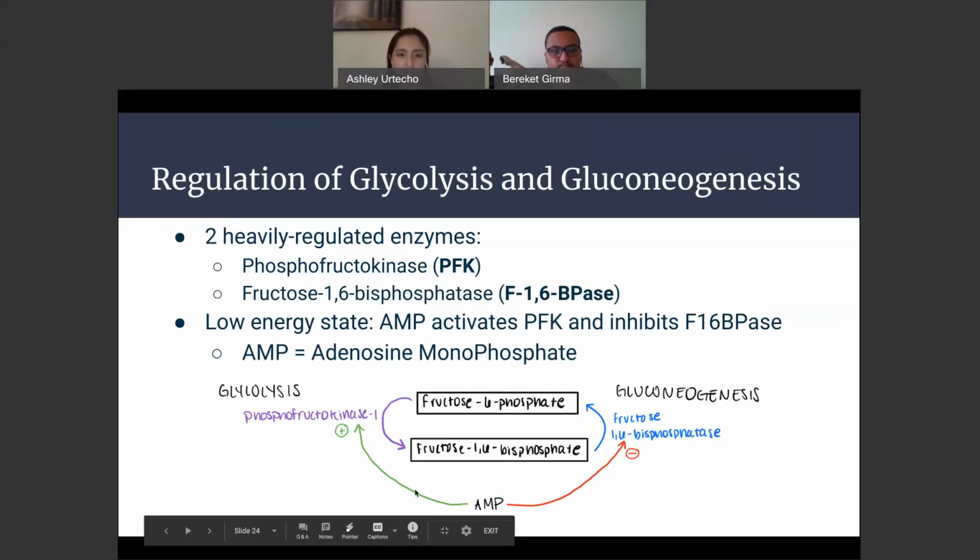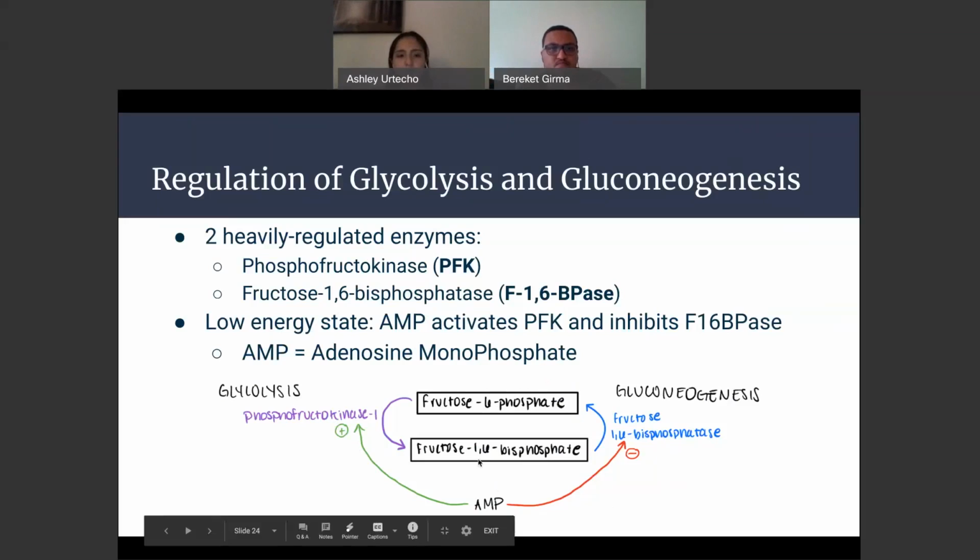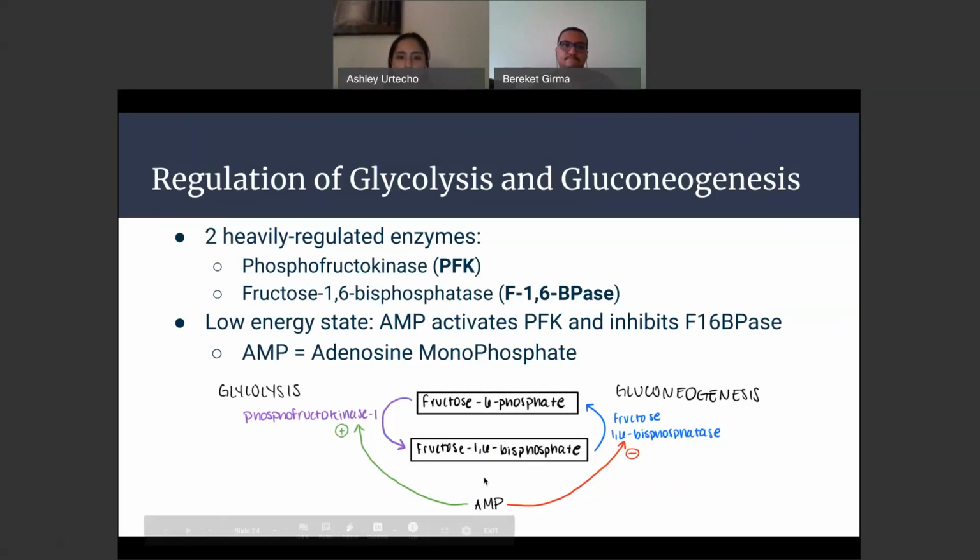So it will activate phosphofructokinase 1, the commitment step of glycolysis. So it will encourage glycolysis to be committed. Fructose 6-phosphate will be converted into fructose 1,6-bisphosphate, and glycolysis will continue. But at the same time, AMP will inhibit fructose 1,6-bisphosphatase. So it's encouraging glycolysis to continue, and it's stopping gluconeogenesis from happening. Does that make sense?